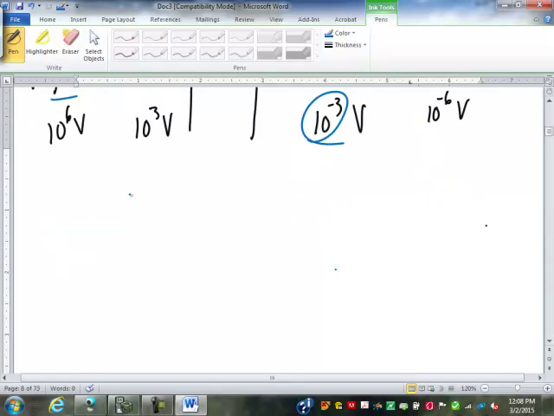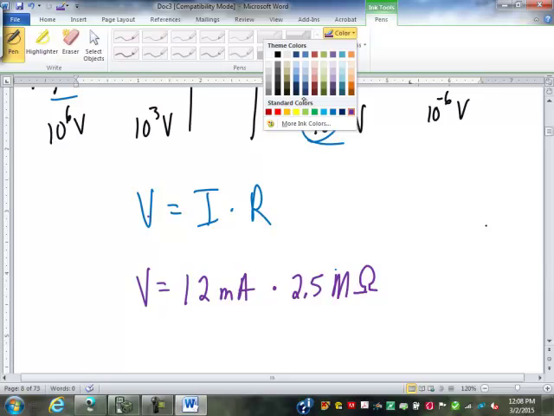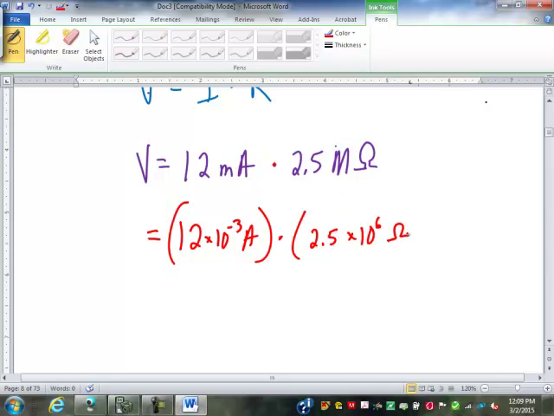So if we look at Ohm's law, where we're told that voltage is equal to current times resistance. If I want to find the voltage given a current of 12 milliamps and a resistance of 2.5 mega ohms. This upside down horseshoe looking type thing is the symbol for ohms. Well, looking at it this way, doing that multiplication makes very little sense with those metric prefixes. But I can write it like this. This is 12 milli is 10 to the negative 3, so this is times 10 to the negative 3 amps, times 2.5 mega is 10 to the 6, so times 10 to the 6 ohms.